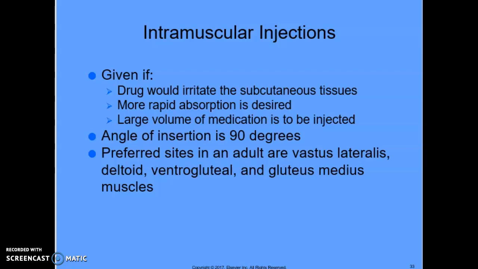What is the preferred injection site for an infant or child when we're talking about intramuscular injections? What do you think? Hopefully you're writing that down to submit to me in class. The answer is the vastus lateralis.